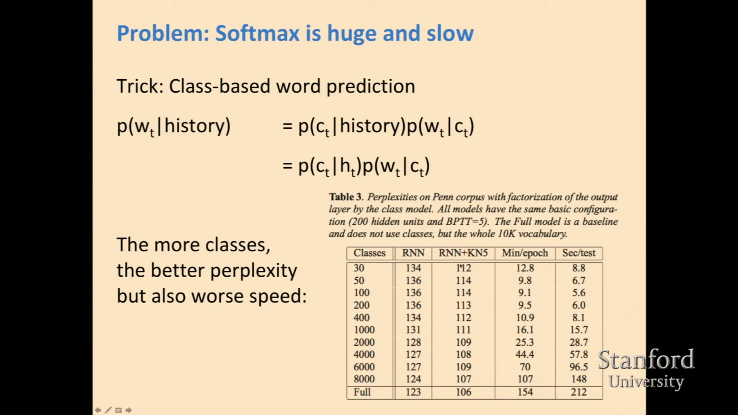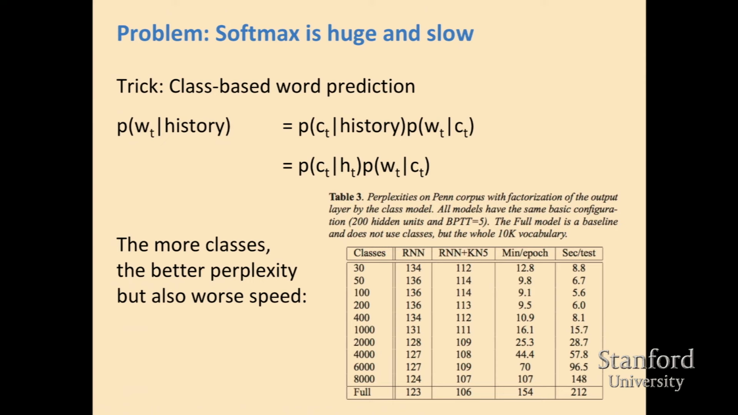Now, one problem that you'll observe in a lot of cases is that the softmax is really, really large. Your word vectors are one set of parameters, but your softmax is another set of parameters. If your hidden state is 1,000 and you have 100,000 different words, then that's a 100,000 times 1,000 dimensional matrix that you have to multiply with the hidden state at every single time step. So that's not very efficient.